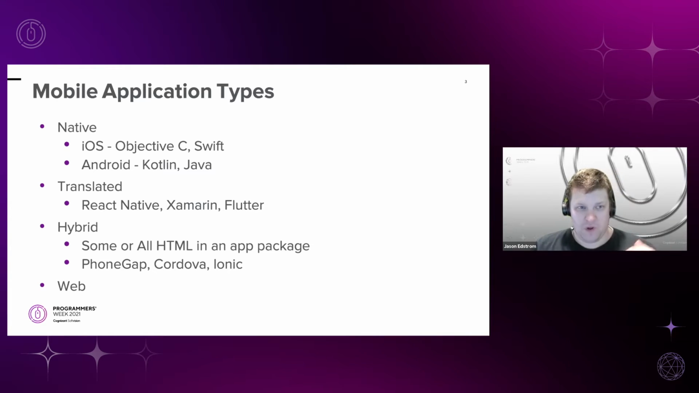So let's talk about what types of mobile applications are out there. You have the native approach that we are consistently used to. You have iOS apps that are made out of Objective-C and now Swift. And then you also have Android apps that are made out of Kotlin and Java. Kotlin is a derivative of Java, so it makes sense that they work together.